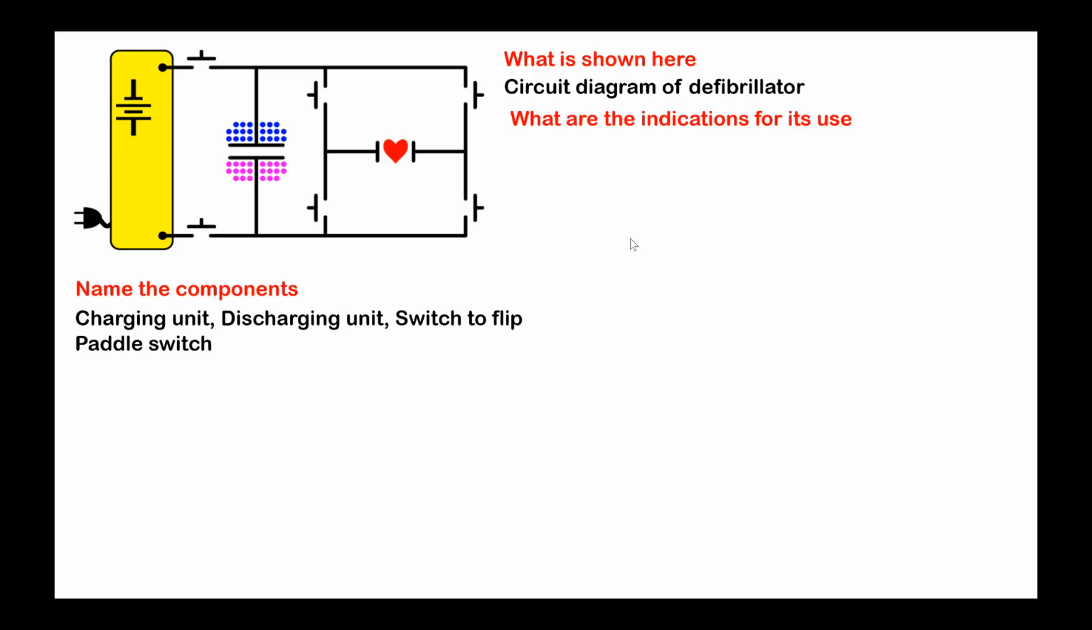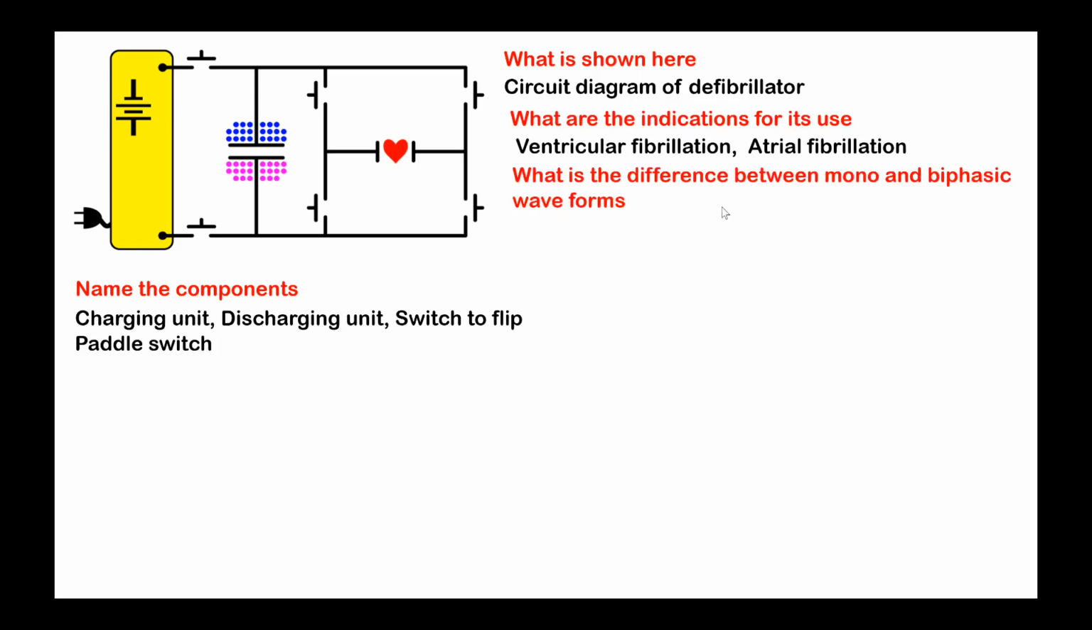What are the indications for its use? When do you use a defibrillator? Pulseless VT and VF, sir. VT and atrial fibrillation. Atrial fibrillation also is used for cardioversion, isn't it? What is the difference between monophasic and biphasic waveform?